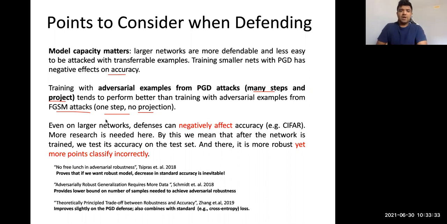So even on large networks, differences can negatively affect accuracy, as we have been discussing since the beginning of this set of slides. More research is needed here. This is an open problem. And by this, we mean that the model might be more robust, but it classifies more points incorrectly.